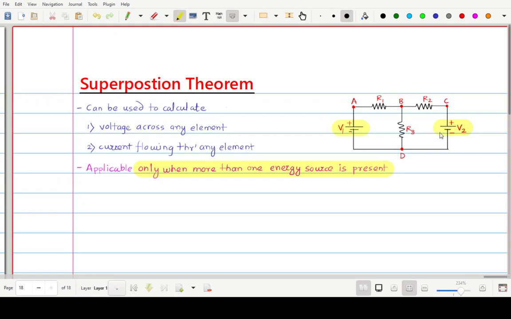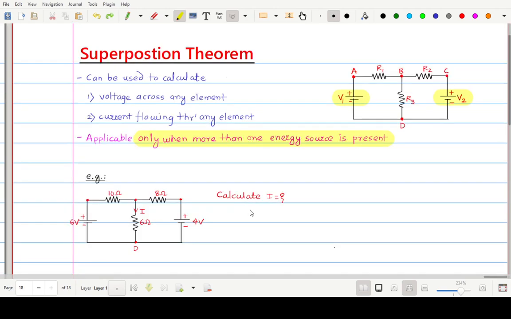Okay, so if only one energy source, either voltage source or current source, is present in your network, then superposition theorem cannot be applied. So here in this circuit we are having two voltages, so we can apply superposition theorem over here. Okay, so now with the help of one example we will try to understand how to apply superposition theorem. So friends, let us consider this simple circuit.